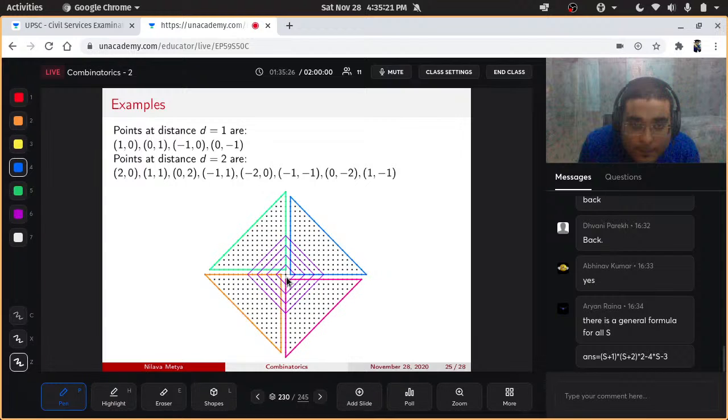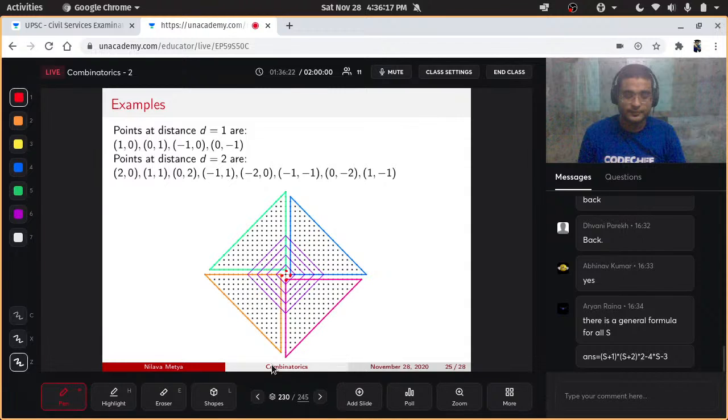Okay. So it is just this point, which is 0 comma 1. Third point is minus 1 comma 0, and this point, 0 comma minus 1. Okay. Perhaps you are clear on this. Right. Okay.